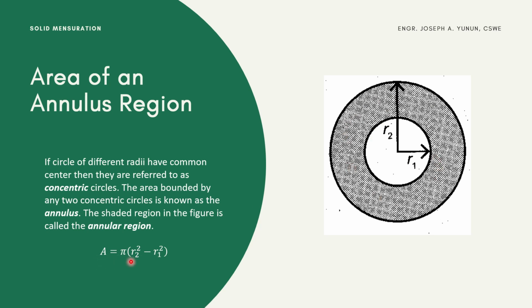And then the shaded region in the figure is called the annulus region. So you have this formula. Okay, so it factored out pi since it is common to both, the area of the larger circle minus the area of the smaller circle.